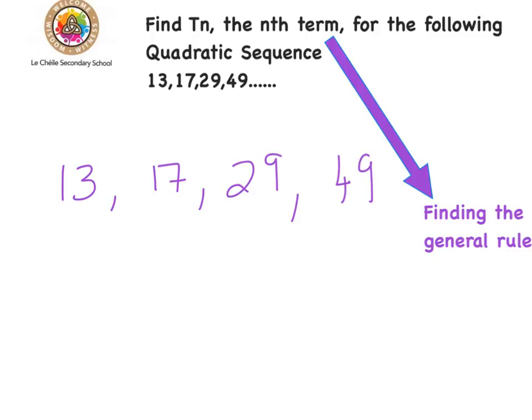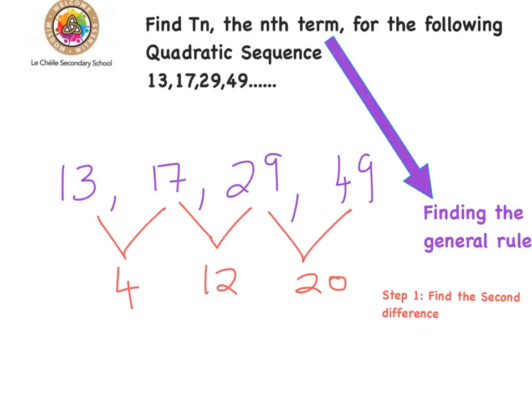After that, I'm going to find the common difference between them. Between 13 and 17, the common difference is 4. Between 17 and 29, the common difference is 12. And between 29 and 49, the common difference is 20. By common difference, I just mean if you subtract one from the other. So step 1 here is always to find the second difference.